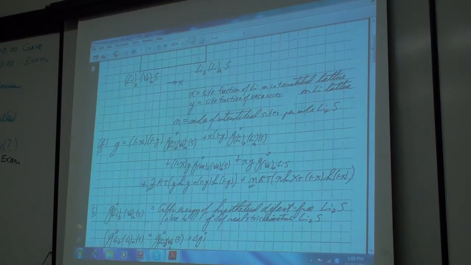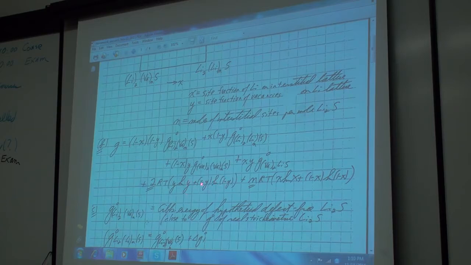Okay, so the Gibbs energy is: (1 minus x) times (1 minus y) times the Gibbs energy of this corner, plus x times (1 minus y) times the Gibbs energy of this one, plus the next corner similarly, plus xy times the Gibbs energy of the corner up here. Plus, for the mixing on the lithium sites, you have a 2 here because there are two moles of metal sites. And you have an n over here because there are n moles of interstitial sites for every two moles of lithium sites.